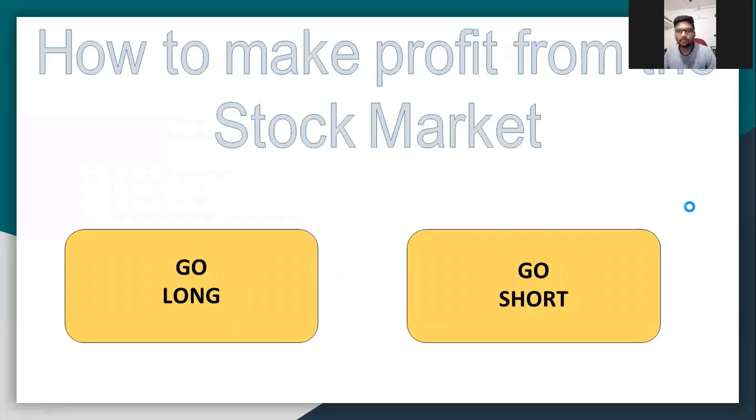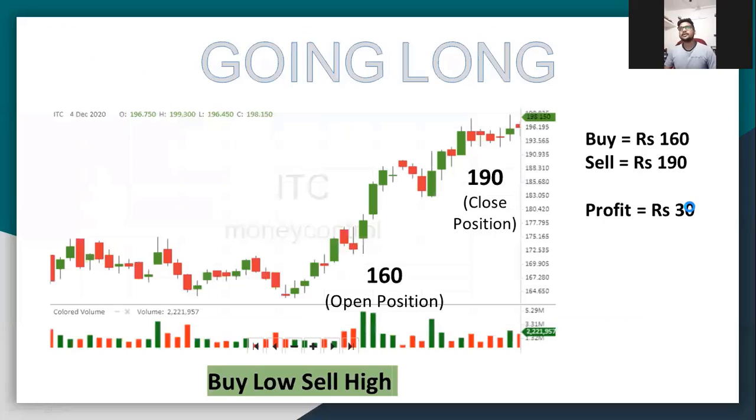Now, how do you make money in the stock market, right? Every trader has two ways to make money. They either go long or they go short. Now, what is going long or going short? That is what we are going to discuss, right? So let's just move forward. This is called going long. Going long means being bullish on a stock, that is, you expect the price of the particular stock to go higher.